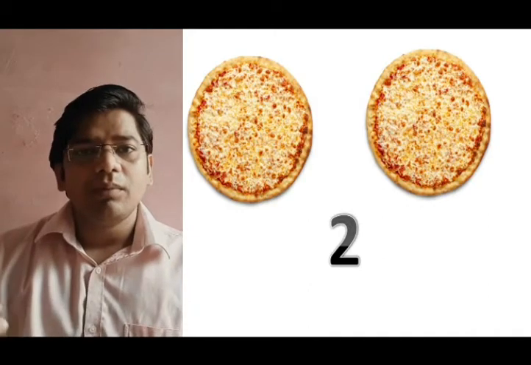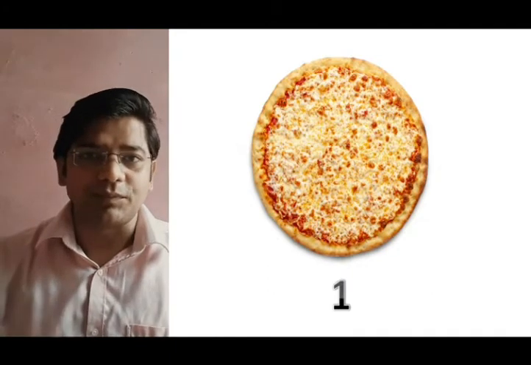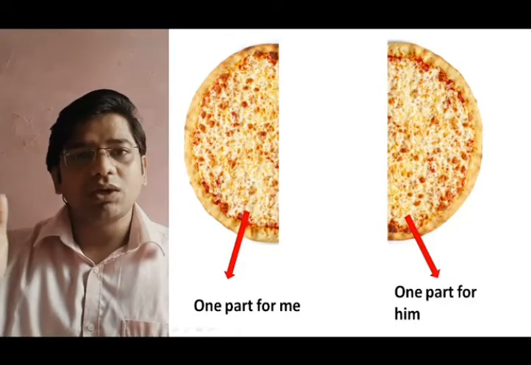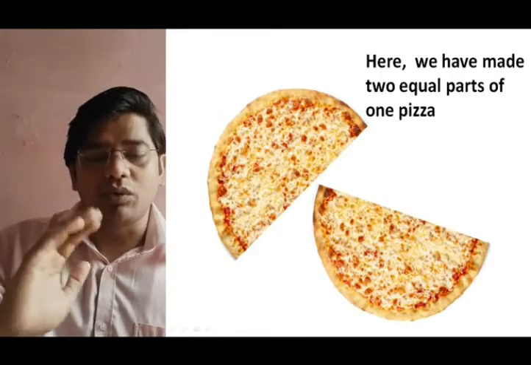Okay, but let's take another case. Suppose we don't have sufficient money, so we decided to order only one pizza and we will make it into equal parts, then consume it. So we ordered one pizza. Do you know how to write one? Yes, we know. It is so easy. Then we make two equal parts of this one pizza. So we have made two equal parts.